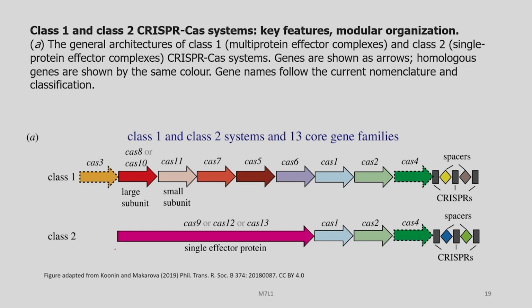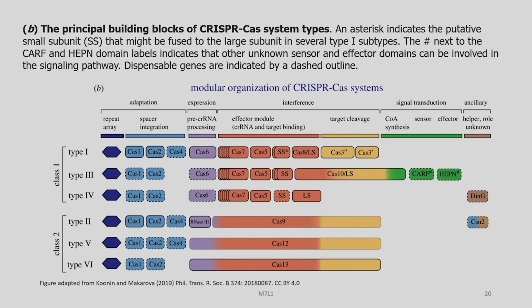As already told to you, class 2 has only a single effector protein which may be Cas9, Cas12 or Cas13, whereas in type 1 you have so many: Cas3, Cas8, Cas10, Cas11, Cas7, Cas5, Cas6 and so on. So, this is very important for our future understanding of the CRISPR-Cas system in bacteria.